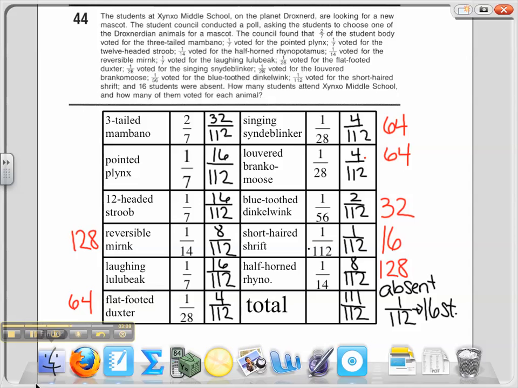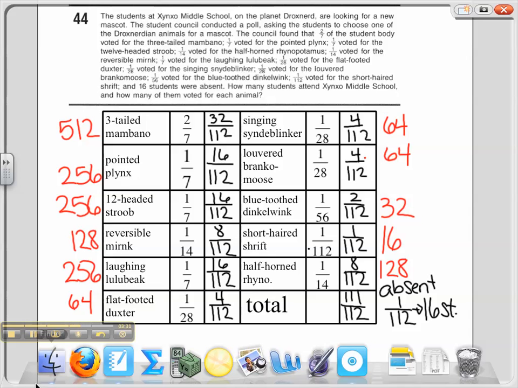I then can move on to what 16/112 would be. If I have 16 sets of 16, that is equal to 256 students. I have those for a couple different ones. And then finally, the only one I have left is 32/112. Well, 32 sets of 16 students would be equal to 512. I've already answered part of my question.